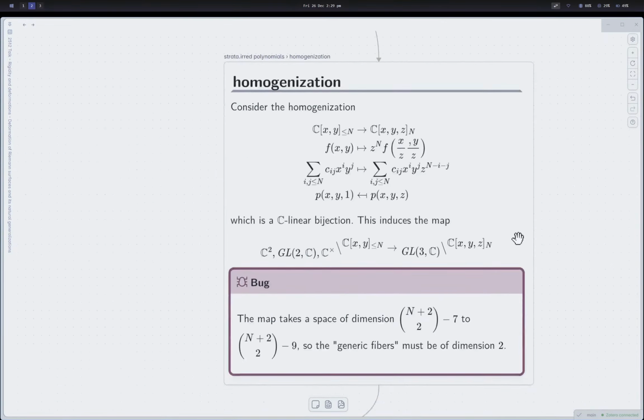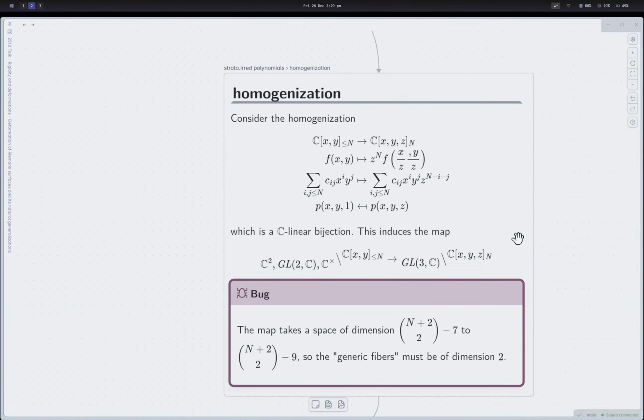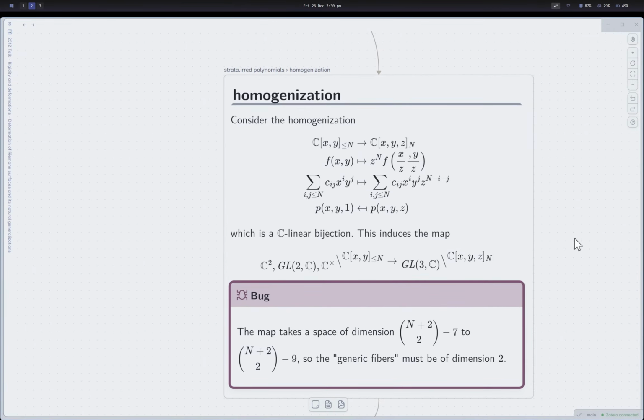Okay. Now consider homogeneous polynomials. If I take a polynomial of degree at most n, I can homogenize it to a homogeneous polynomial of three variables, one variable higher, of homogeneous degree n, and this is a bijection. These vector spaces have the same dimension.